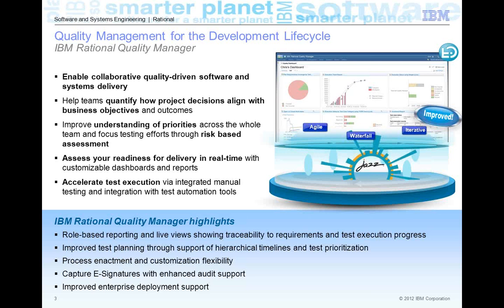So Rational Quality Manager, at a very high level, allows you capabilities of test planning and test case construction; manual testing is inbuilt. Then it allows you to execute manual tests and automated tests. And then you can run reports around whatever you've done. It has role-based reporting and live views, which will help you find out the requirements, traceabilities, and the execution status and all that. It has timeline support, which means you can manage multiple releases together.